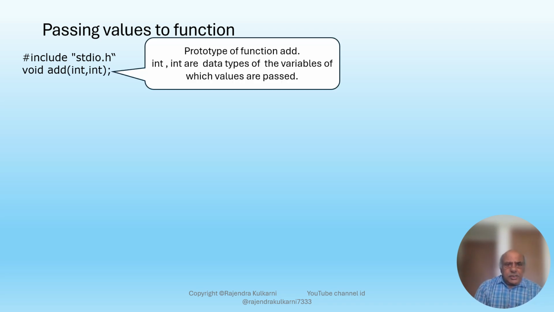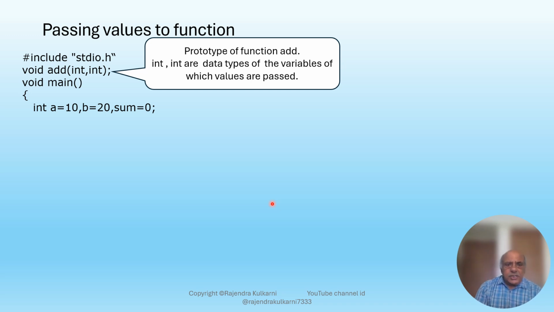What we have done here is a declaration of the prototype of a function called add. The name of the function is add. The int comma int inside the parentheses tells the compiler that int variables will be passed to the function add whenever there is a function call.